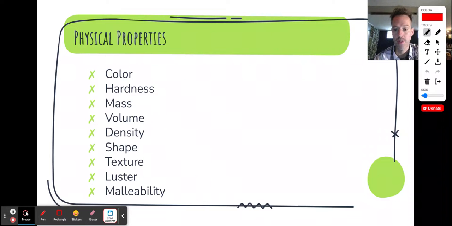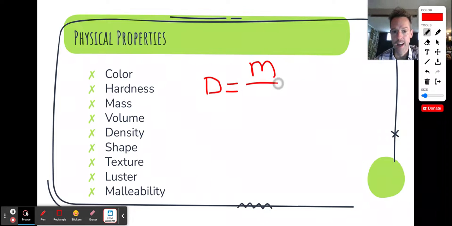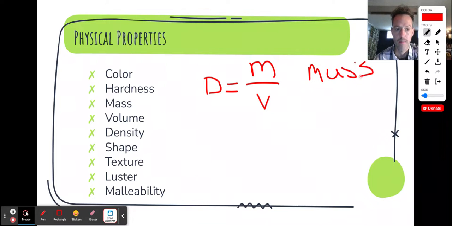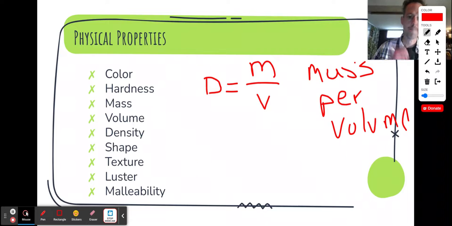We measure density by saying density is equal to mass divided by volume. In other words, it's saying mass per unit volume, or mass per volume. You should be familiar with the word per from math class. Usually when we think of per, we're thinking of unit rates, right? So density is a unit of mass per volume. That's really important because it gives us a standardized measurement.